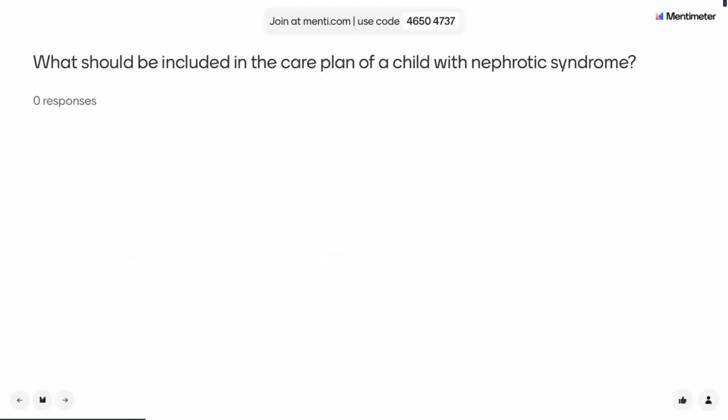So, what types of things would we include in our care plan for a child with nephrotic syndrome? What would you expect to see? You guys can type them in or shout them out, either one.